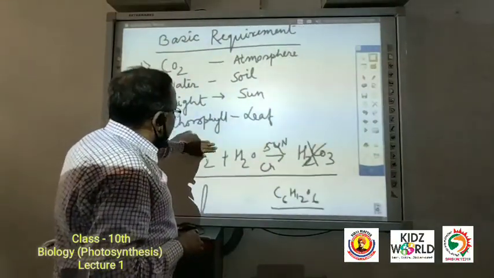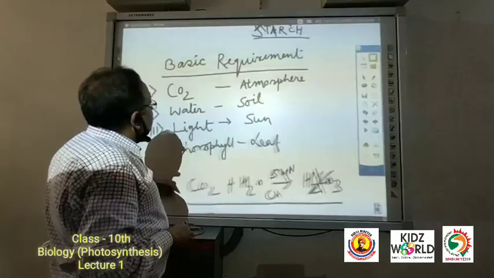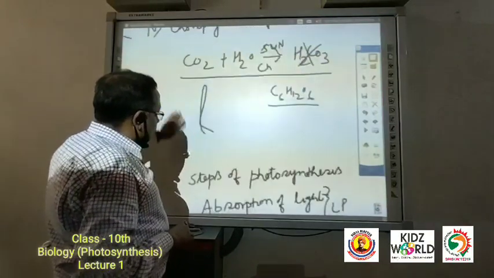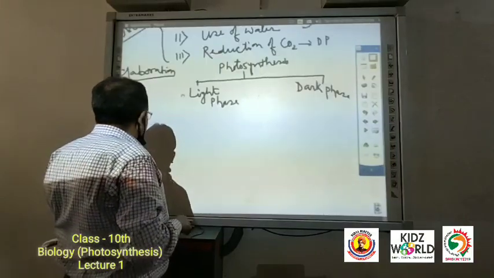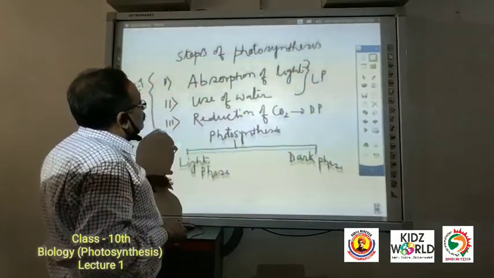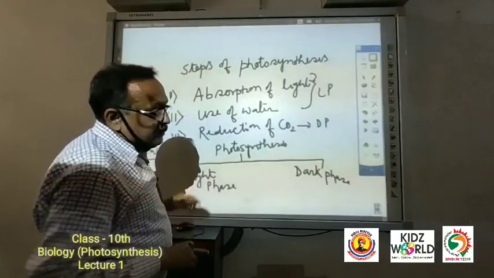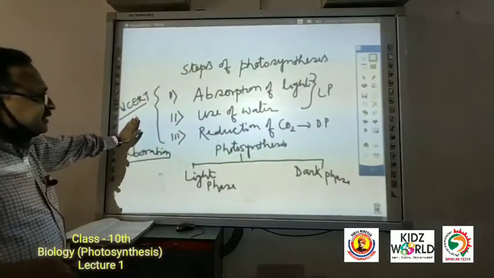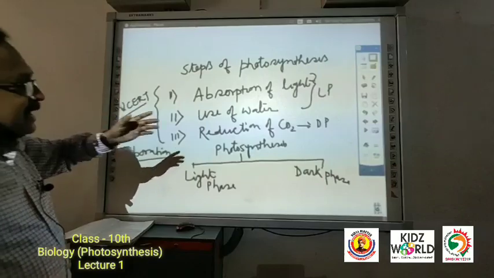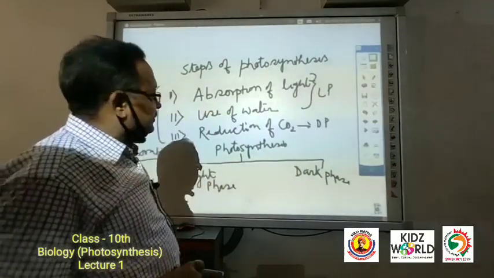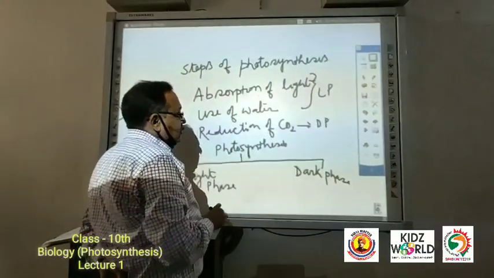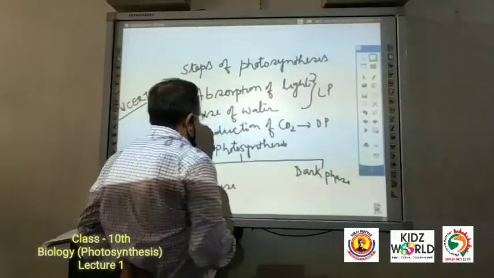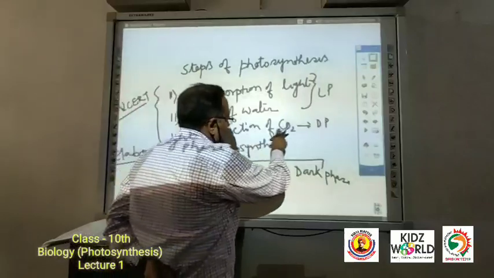Then the next important part is the steps of photosynthesis. Actually, according to NCERT, these steps are divided into three parts: absorption of light, use of water, and reduction of carbon dioxide.